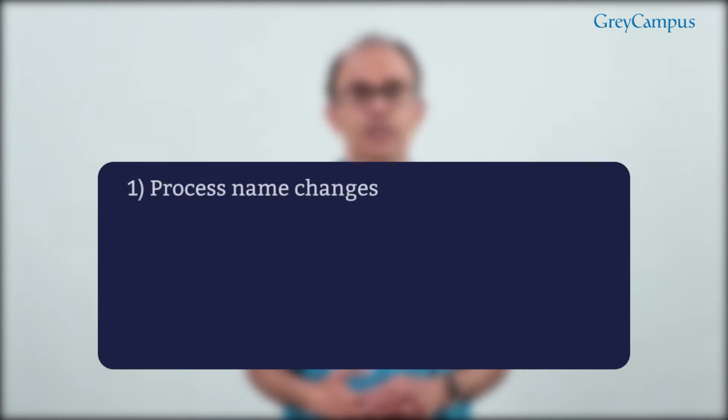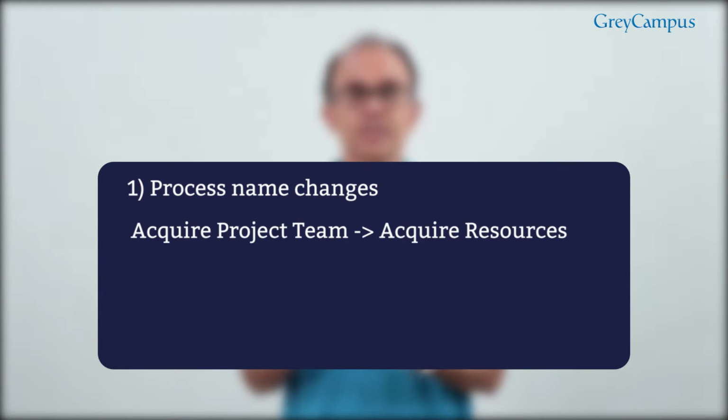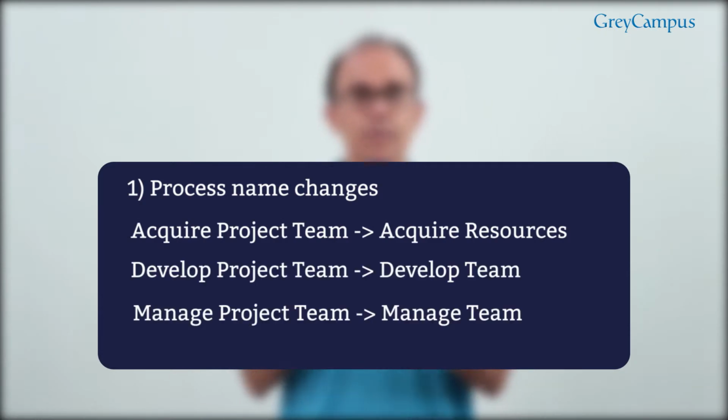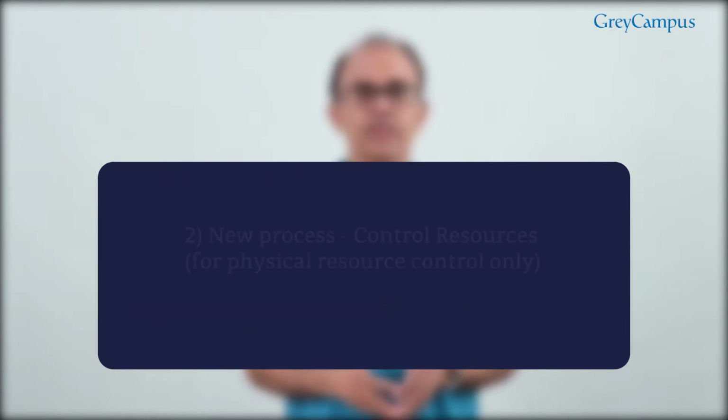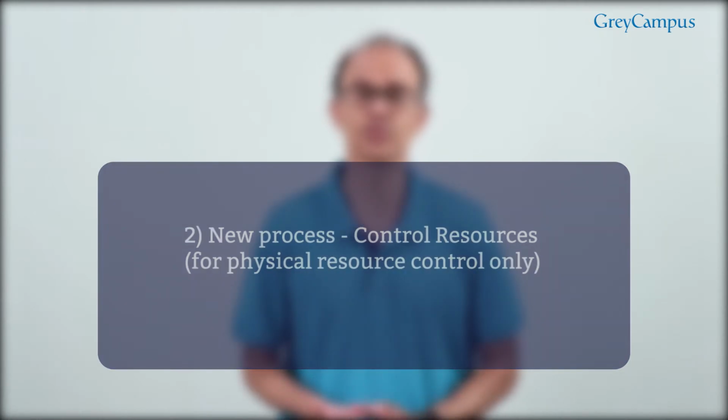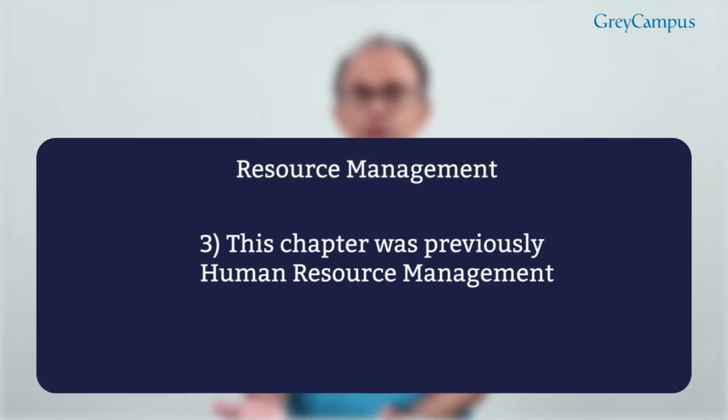Moving on to resource management. In resource management, we have got a lot of change in the process nomenclature. Processes like acquire project team, develop project team, manage project team, they are now known as acquire resources, develop team, and manage team. And then we have a new process introduced which is known as control resources, and that is about physical resource management. Therefore, this resource management chapter is not only about people resources, it is also about physical and material resources. Therefore, the name of the knowledge area itself has changed from human resource management to resource management.